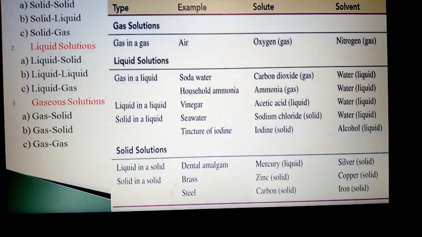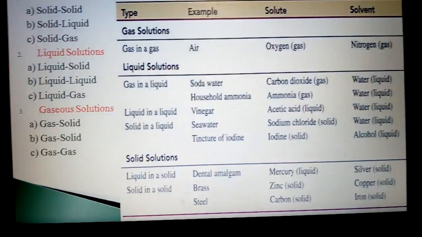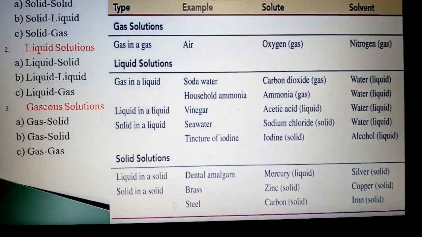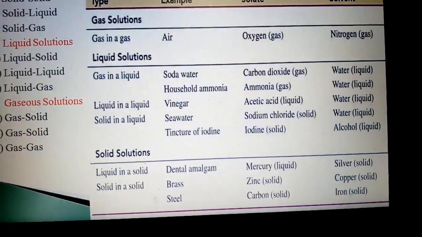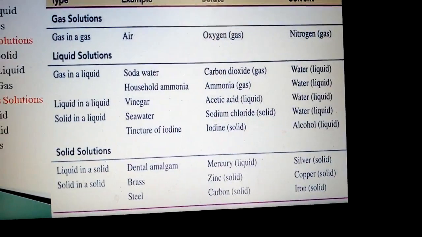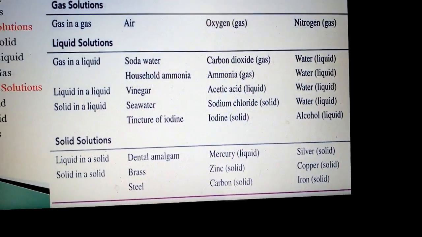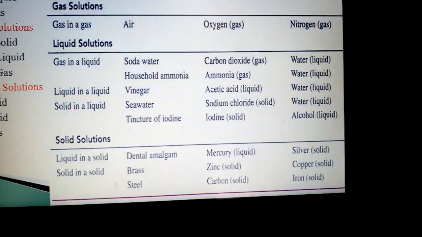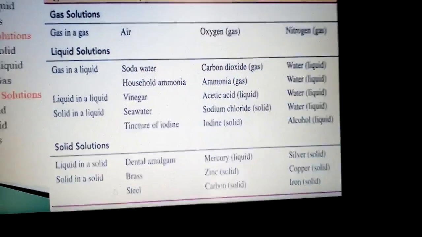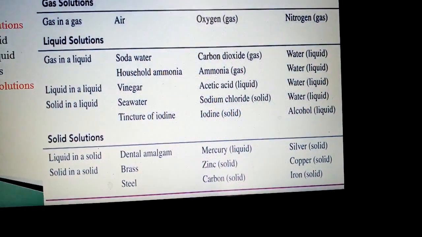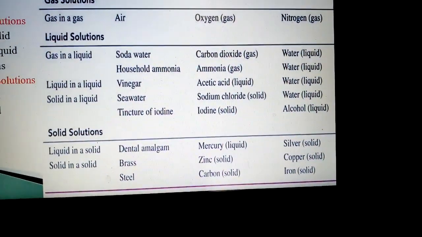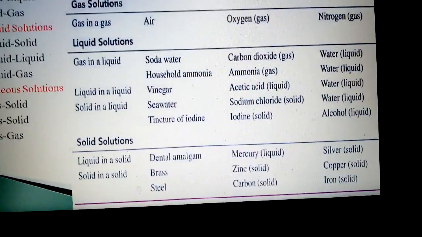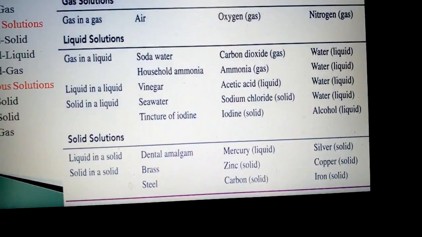The next is the liquid solutions. In liquid solutions, the first one is very common: solute in the solid state and liquid acting as a solvent, which we commonly observe in our daily life. Sugar in water, salt in water, where the solute, sugar or salt, is present in smaller quantity, while water, which acts as a solvent, is present in larger quantity. So that is a very common example of the liquid-solid state.